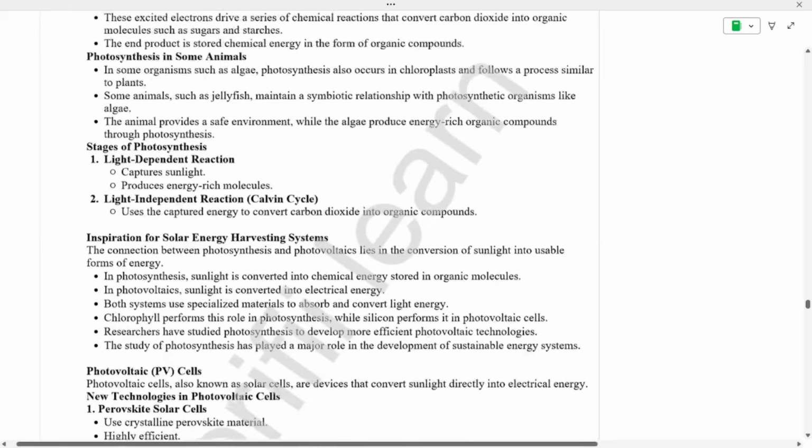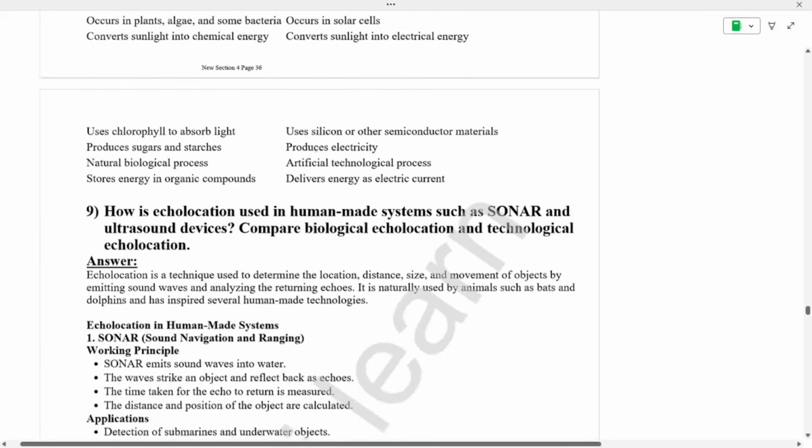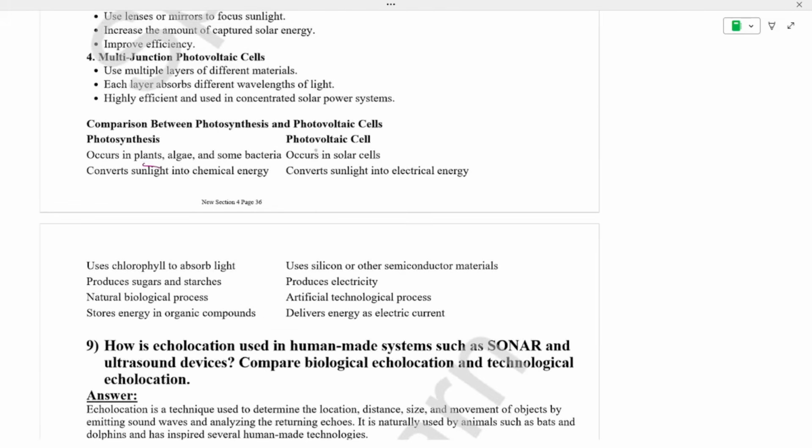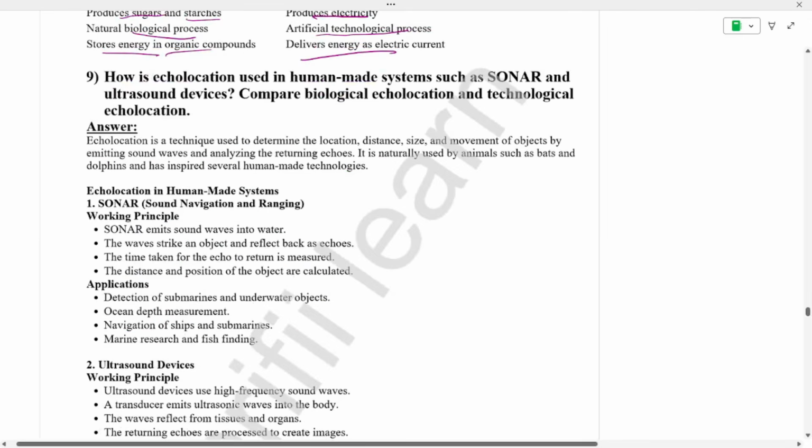Next, you can see this comparison of photovoltaic and photosynthesis. Photosynthesis is in plants, algae, and some bacteria. Photovoltaics is in solar cells. Photosynthesis converts sunlight into chemical energy. This also converts it to electrical. Photosynthesis uses chlorophyll to absorb light. This uses silicon and other semiconductor materials. This produces sugar and starches. This produces electricity. Natural biological process. This is an artificial technological process. This stores energy in organic compounds. This will be delivering energy as electric current.